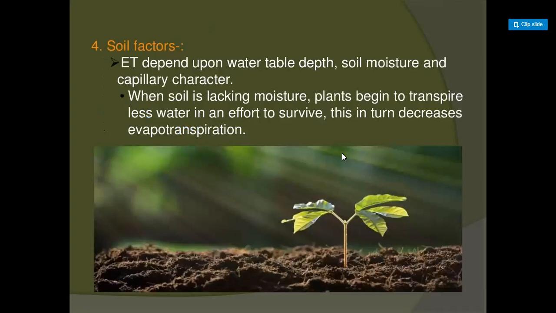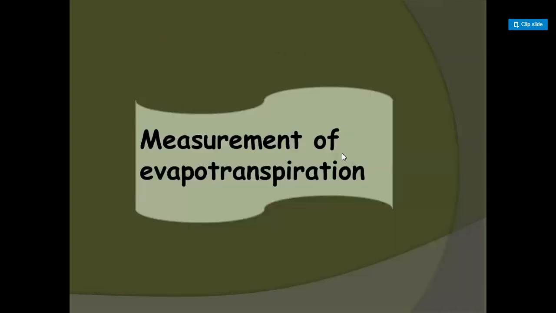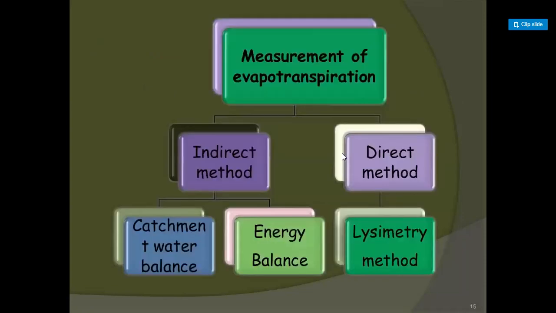Soil factors. ET is dependent upon water table depth, soil moisture, and capillary character. When soil is lacking moisture, plants begin to transpire less water in an effort to survive. This in turn decreases evapotranspiration. So guys, measurement of evapotranspiration.